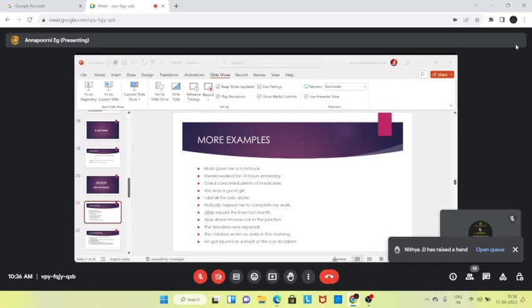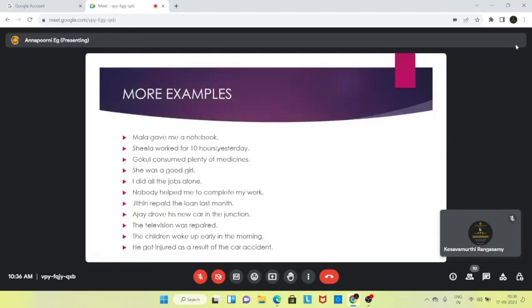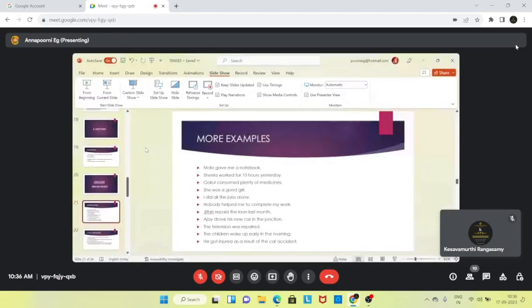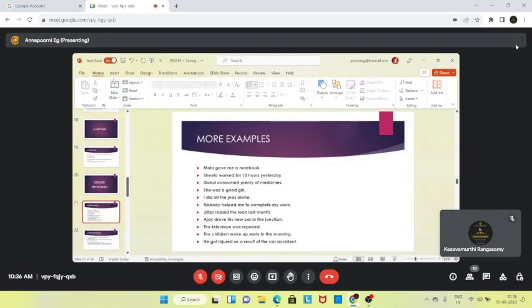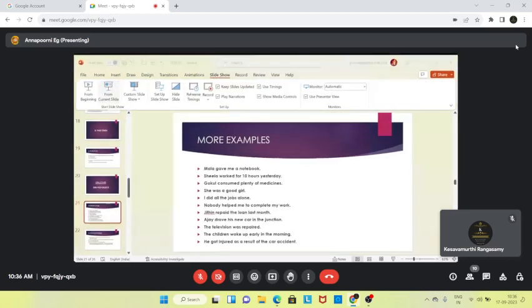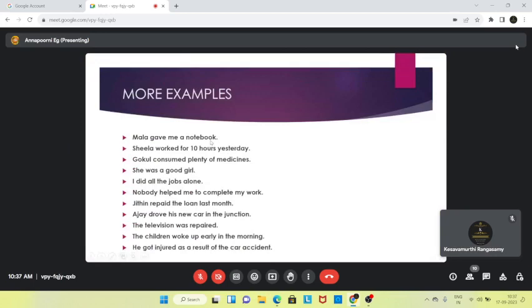Okay, Pranav, can you try? Ma'am. Yes. Okay, Aradhana, please read the second sentence. Yes, ma'am. Sheila worked for 10 hours yesterday. Sheila is the subject, ma'am. Worked for 10 hours is the verb, ma'am. Yesterday is the object, ma'am.